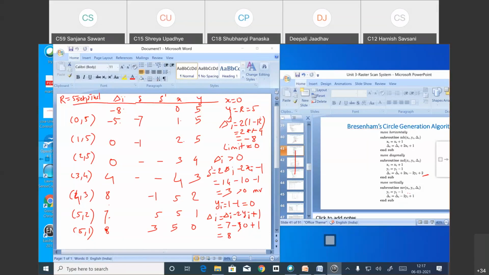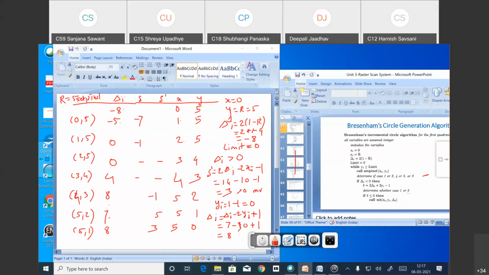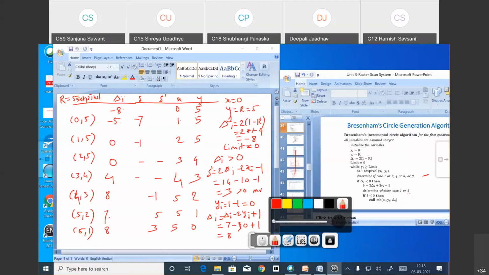Now, go to the first step. Check yi is greater than or equal to limit. Yes, it is equal to limit. So again we enter the loop, set pixel 5, 0. Then check delta. It is again greater than 0, positive.